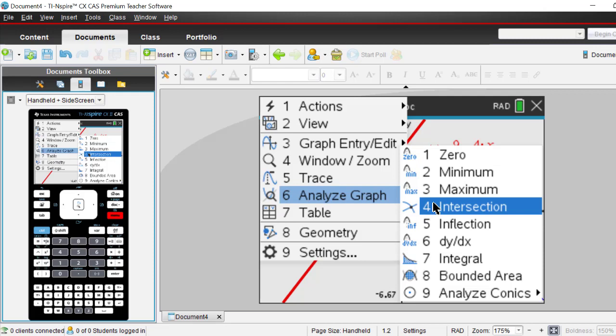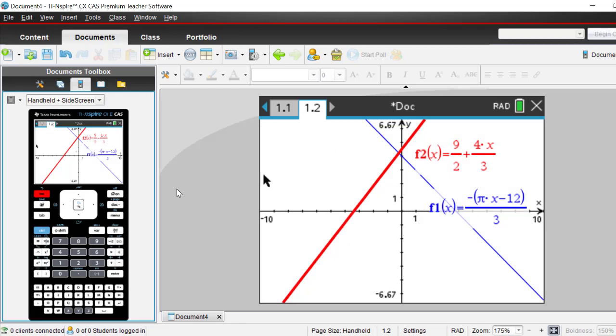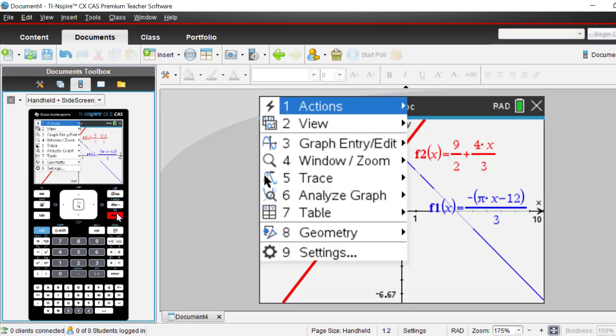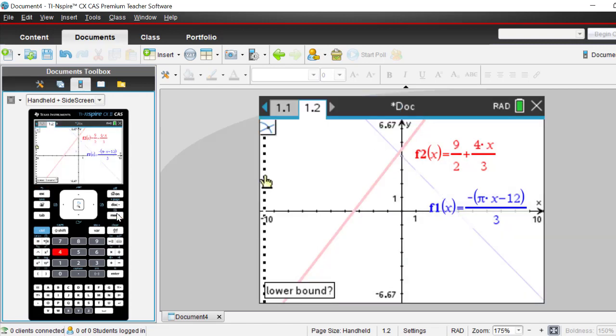What would be the shortcut to that? Menu 6-4. I'm going to go back, I'm going to press the menu, and look at this. Instead of going menu, then go to analyze graph, you can just go menu 6-4. Okay? Just did that in one go. Can you see how that's faster?